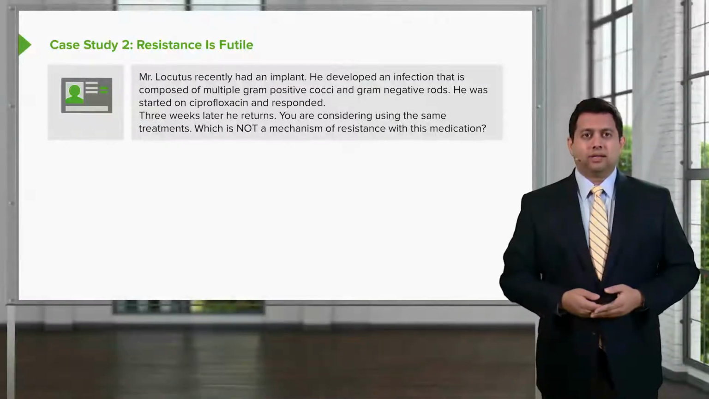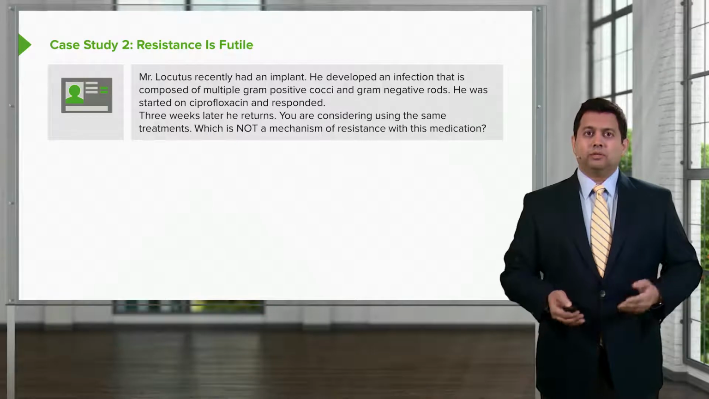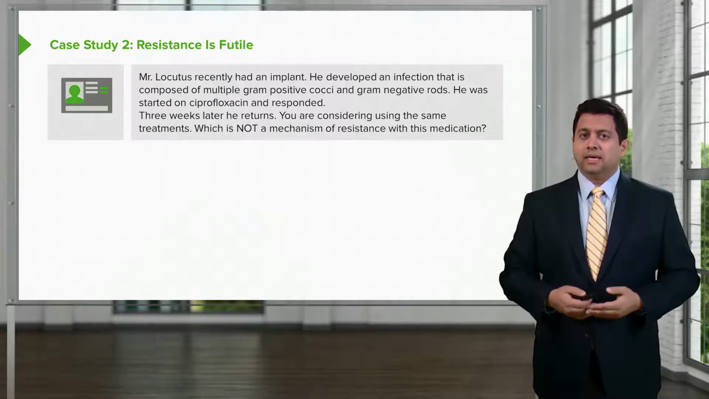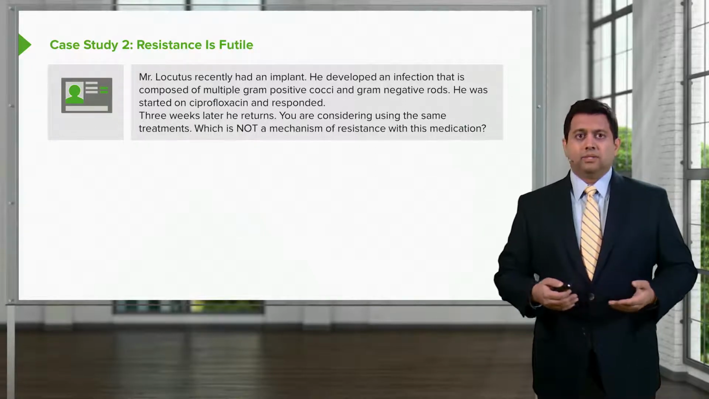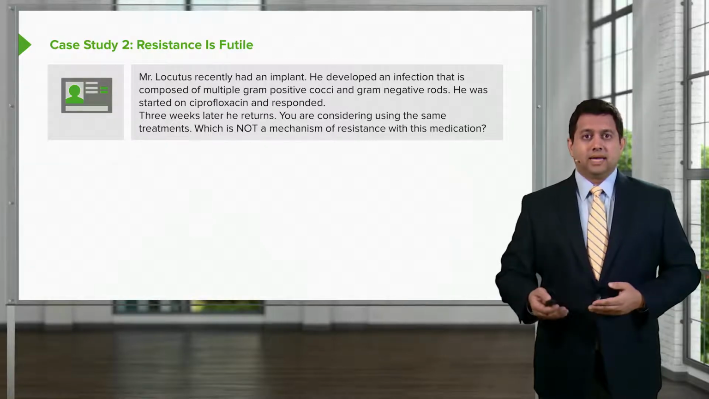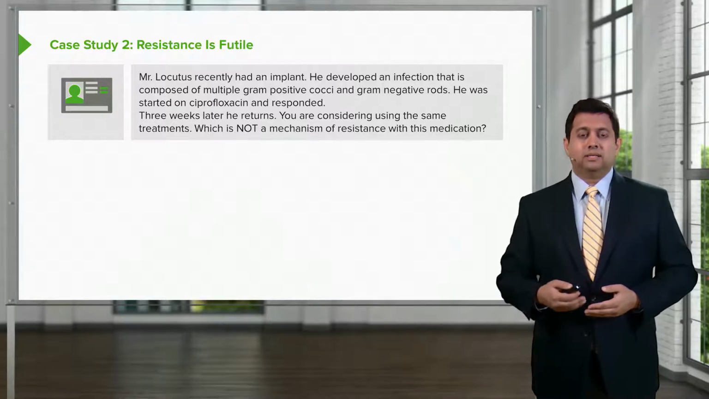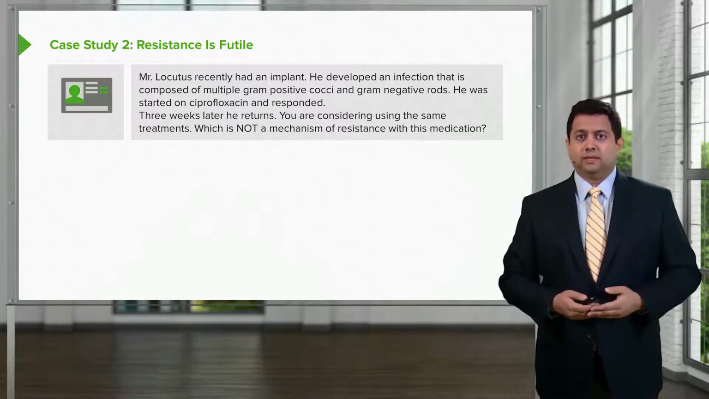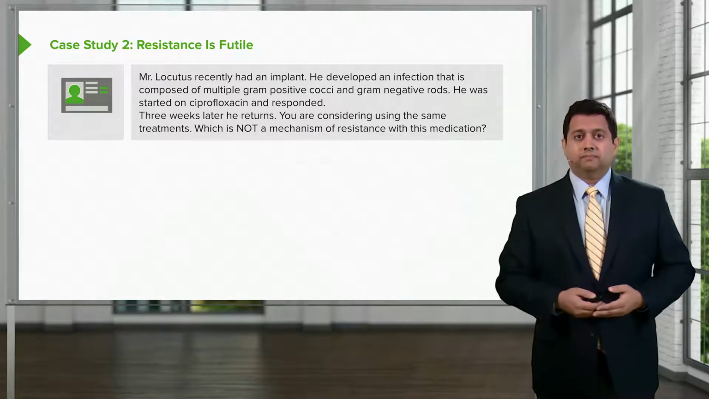Okay, let's go on to another question. Mr. Locutus recently had an implant. He developed an infection that is composed of multiple gram-positive cocci and gram-negative rods. He was started on ciprofloxacin and responded well. Three weeks later, he returns. You are considering the same treatments. Which is not a mechanism of resistance with this medication?